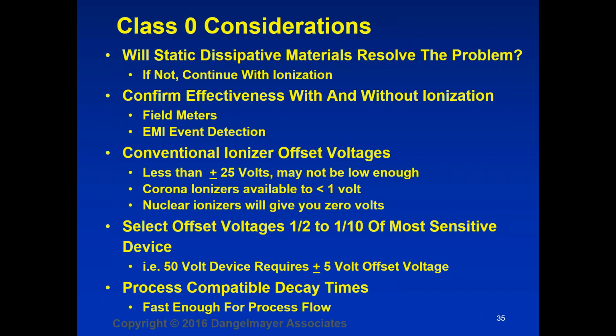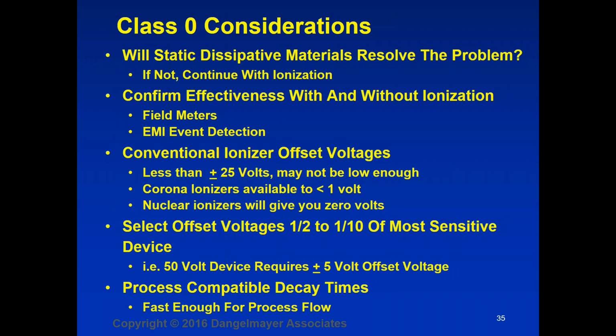So the first thing we want to look at in a class 0 situation is whether we can solve the problem with a static dissipative material. If we can't, then we're going to continue with using air ionization. We want to confirm the effectiveness with and without the ionization. We want to make sure that the charge has actually been removed from our sensitive object, so we're going to use a field meter. We may use an electrostatic voltmeter to make sure that we have removed the charge from the process essential insulator. And then we want to use EMI event detection. Have we eliminated the ESD events in the work area?